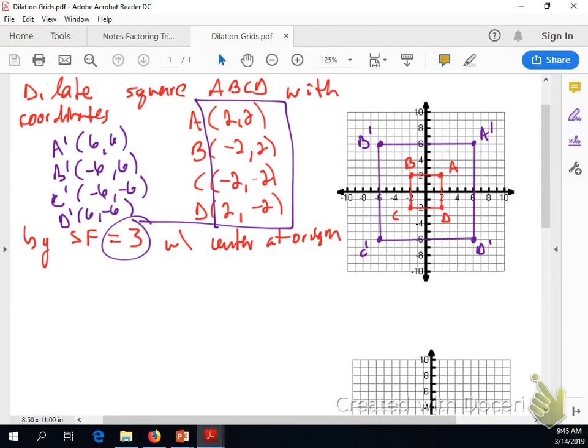And then we can draw in our square. And so as you can see, the square has just been blown up, right? It didn't shift at all. It's just blown up because the center of the dilation was also the center of the square. Okay? So cool enough, but let's try another one here.